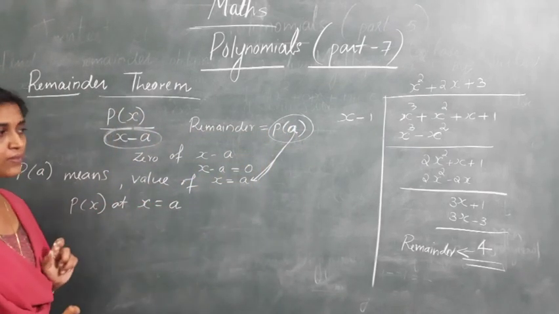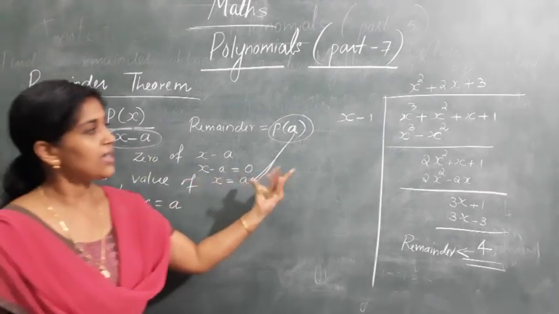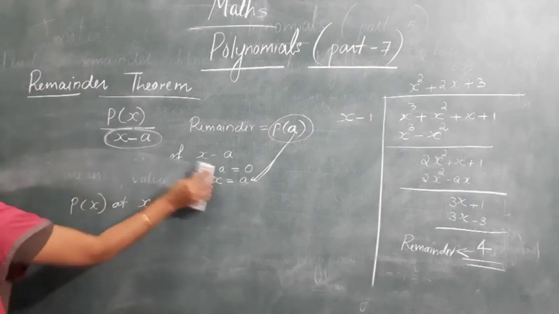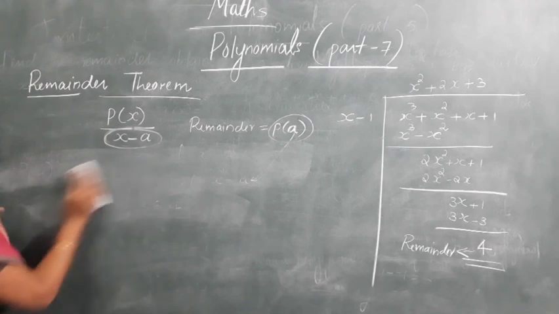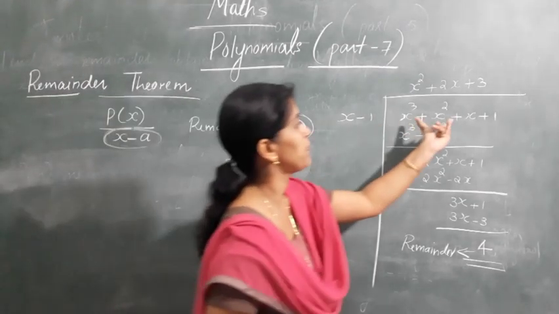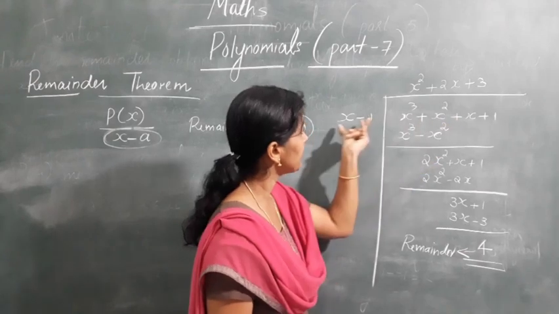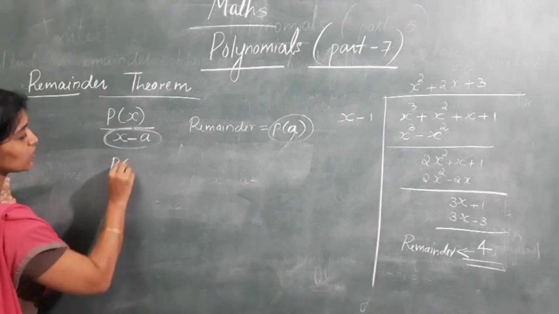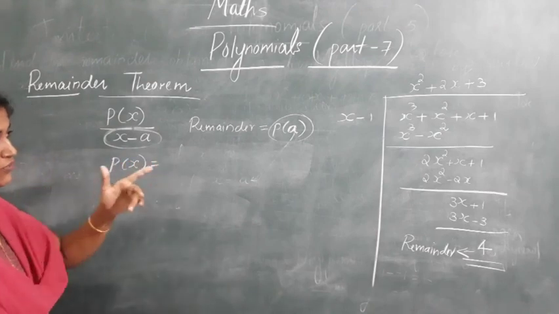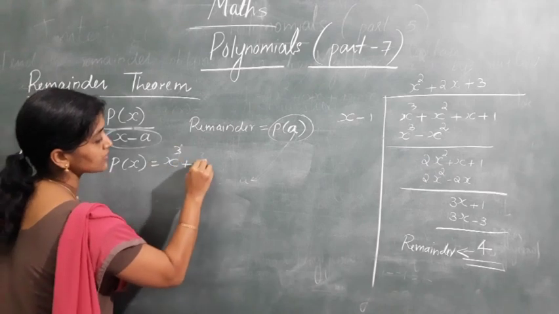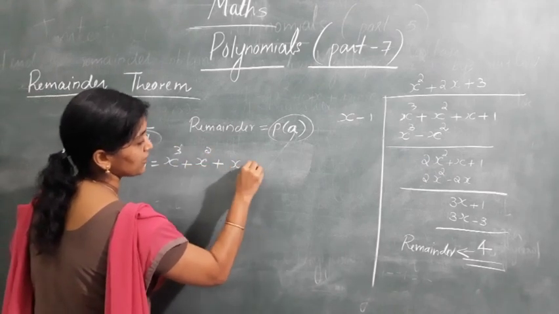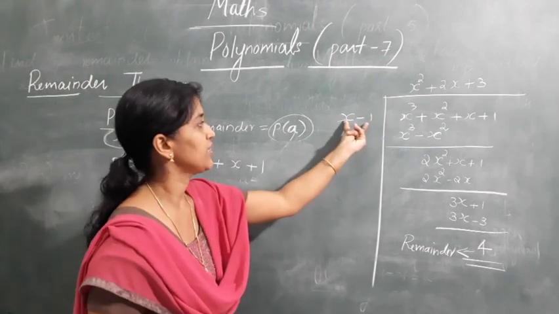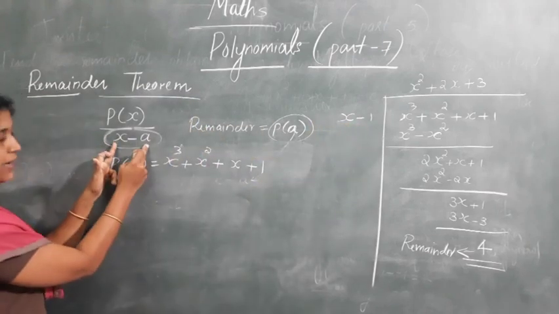To understand it more clearly, I have done the division problem here for you. So what is it actually here? Our question: we are taking this polynomial and dividing by the polynomial x minus 1. So we will take p of x as the dividend, isn't it? p of x is equal to x cube plus x square plus x plus 1. And we are dividing it by x minus 1. That is a linear polynomial. We are dividing by x minus a.